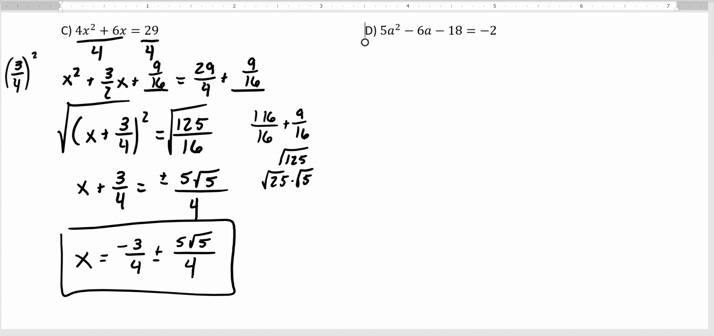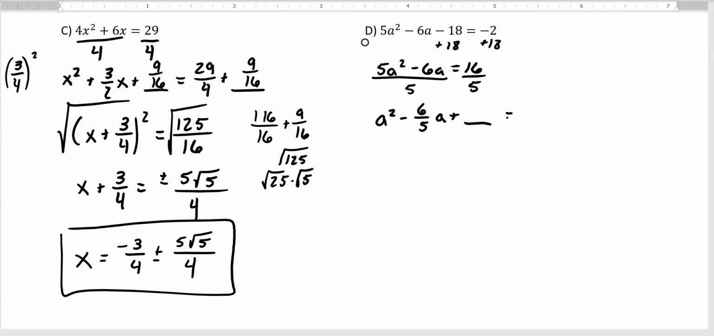All right, last one, letter D here. 5a squared minus 6a minus 18 equals negative 2. Oh boy, this is going to be fun. I'm going to add 18 to both sides. So I have 5a squared minus 6a equals 16, and then I need to divide by 5. Got to get that coefficient equal to 1. So I'll get a squared minus 6/5 a plus blank equals 16/5 plus blank. Now 6/5 squared. Oh boy. So 6/5, half of that would be 3/5.